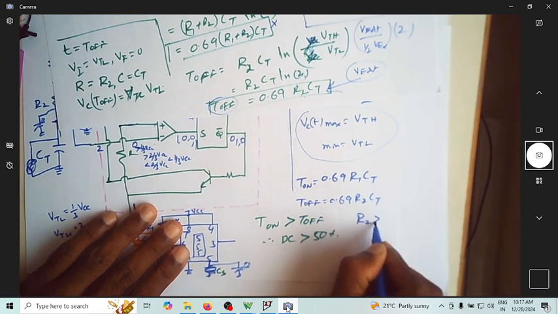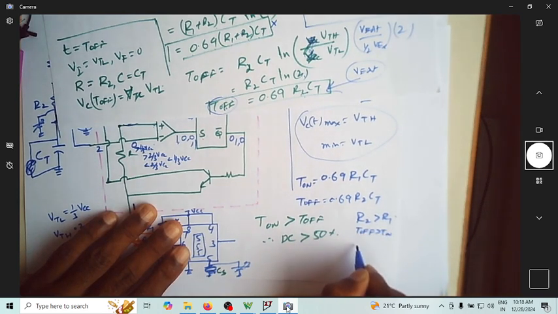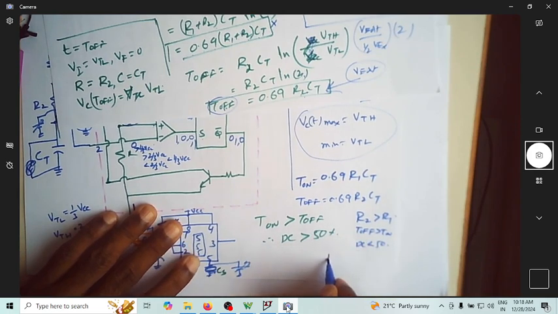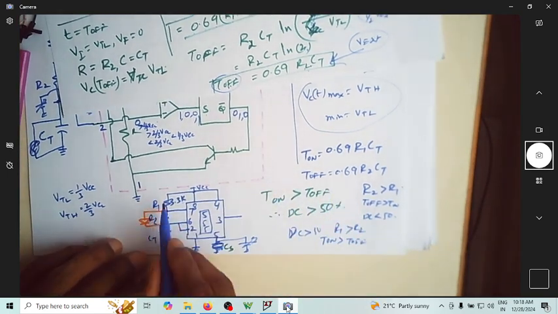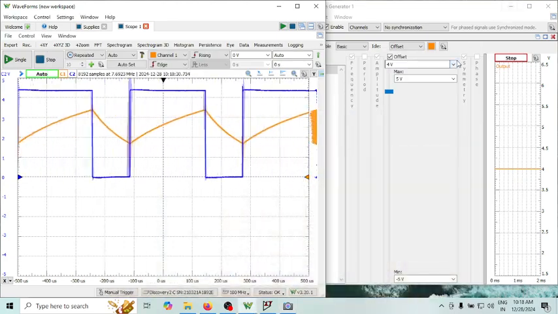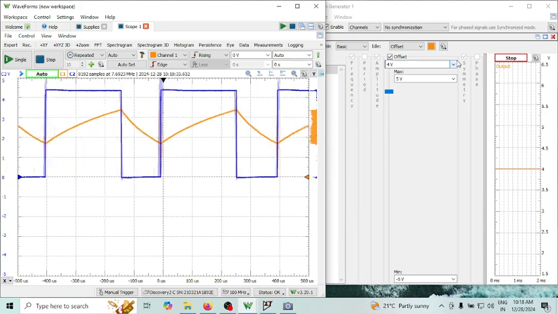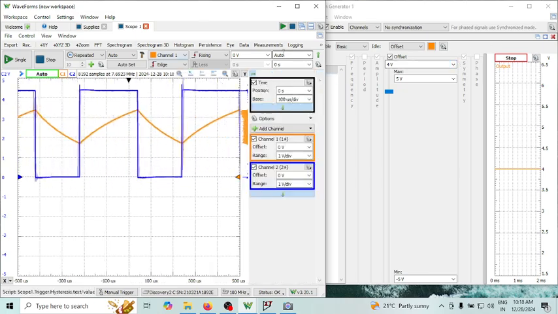If you make R2 greater than R1, then T off is more than T on, so duty cycle is less than 50%. If R1 is greater than R2, then T on is greater than T off, then duty cycle is more than 50%. So I can get any duty cycle with this configuration by making R1 and R2 comparatively more or less. So now let me do that. Since we already have R1 as 3.3K, let me make both of them 3.3K and see what the duty cycle is. Duty cycle is almost 50%.